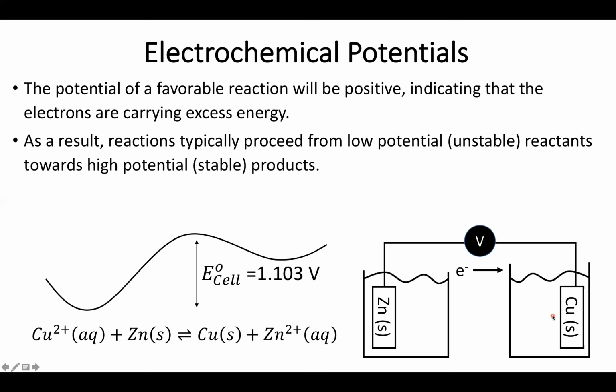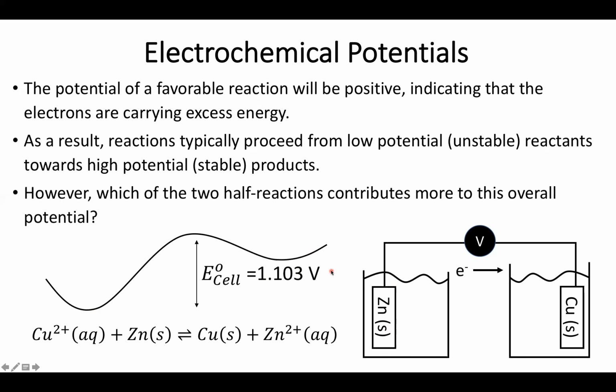However, part of the problem with trying to look at these electrochemical cells and just measuring the potential is that I don't know which of my two half reactions is more important. Is it that forming copper solid is really favorable, or is it that oxidizing zinc to form zinc 2+ is really favorable?